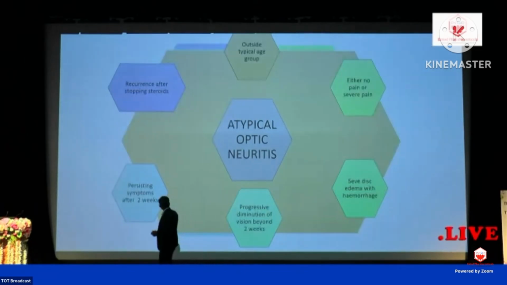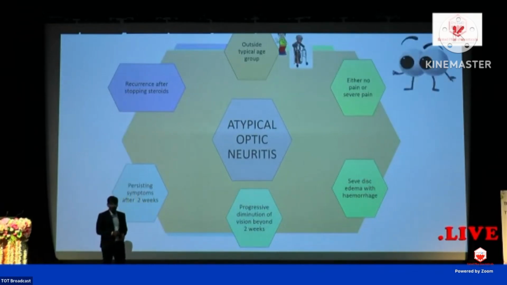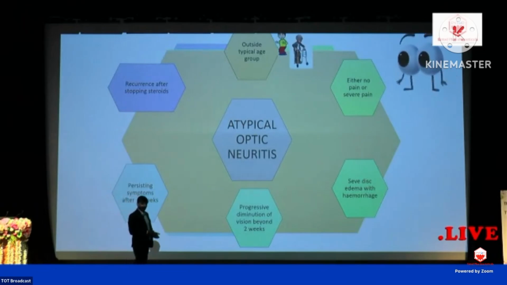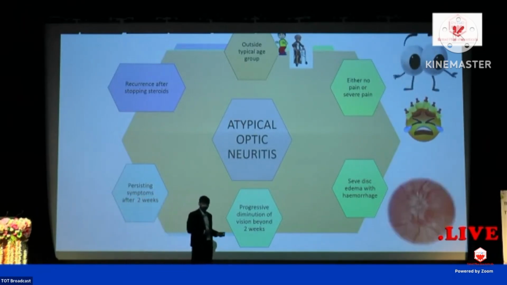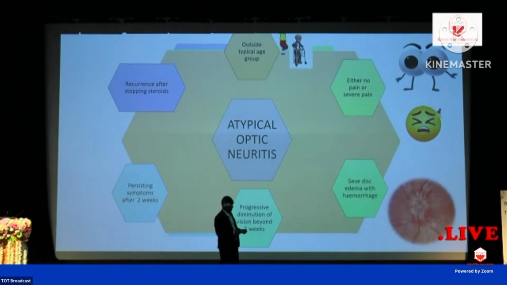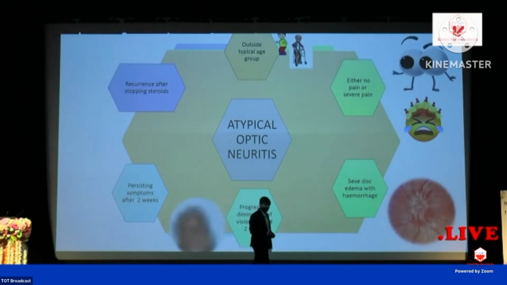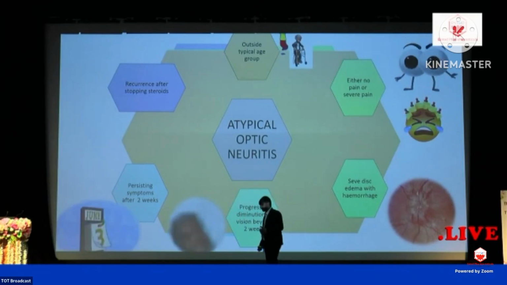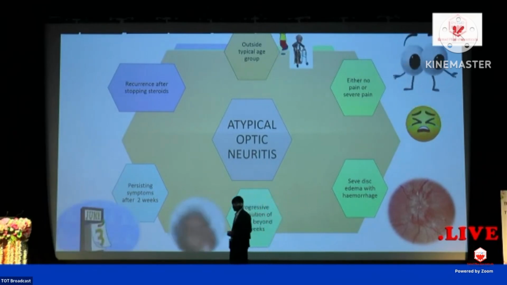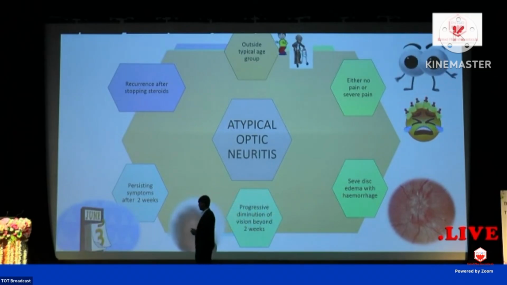Whenever a pediatric age group or elderly patient presents to our OPD with diminution of vision and no pain or severe pain on ocular movements, fundoscopy showing severe disc edema, and the diminution of vision not improving even after 2 weeks, even after steroids, we will consider it an atypical optic neuritis.